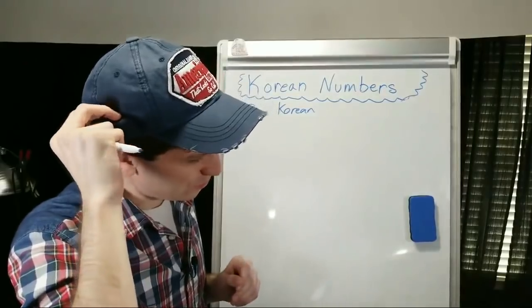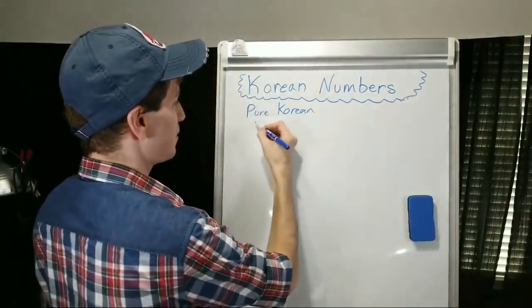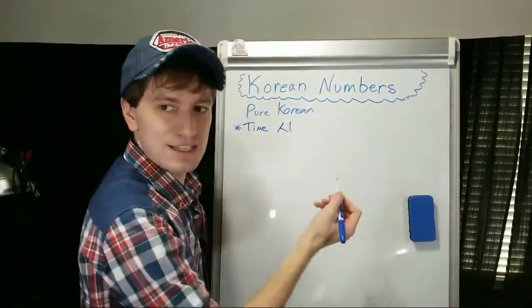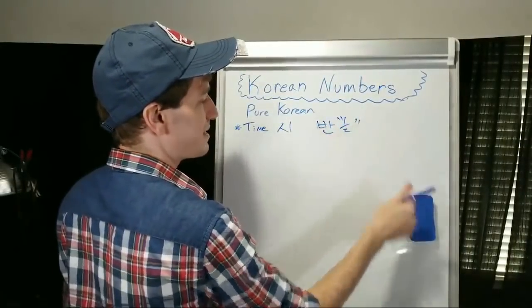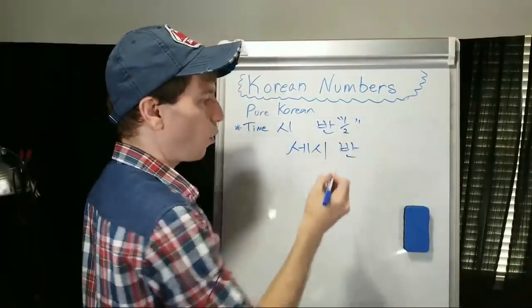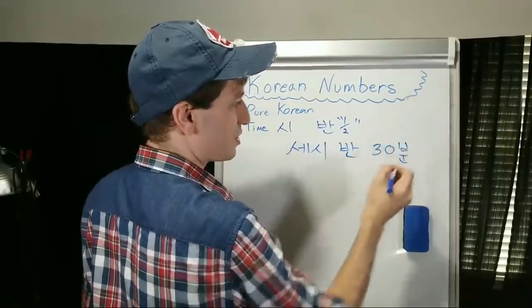So when is it used? Well, uses, first of all, is it's used for telling the time. So you can use that with time with 시. Or if you want to say 30 minutes, you can just say 반. 반 means a half. So if you want to say it's 3:30, you can say 3시 반. Or you can say 3시 30분 with the Sino-Korean numbers, just like we learned before.